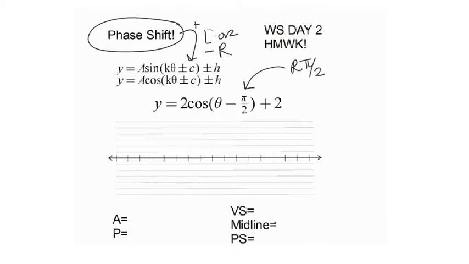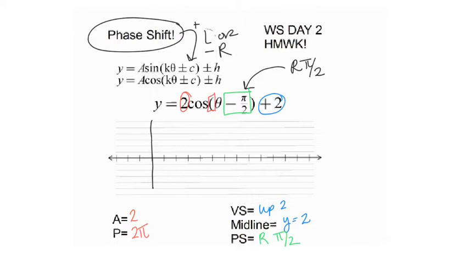So we are no longer going to be starting at 0, 0 or 0, 1, but we're going to be moving over a little bit and doing a phase shift. So if we're looking at all the pieces here, our amplitude is 2. There's no number right here to change our period, so the period is still 2 pi. The vertical shift has gone up 2, which means our midline has moved to y equals 2. And this time we have this phase shift that moves us right pi over 2 units.